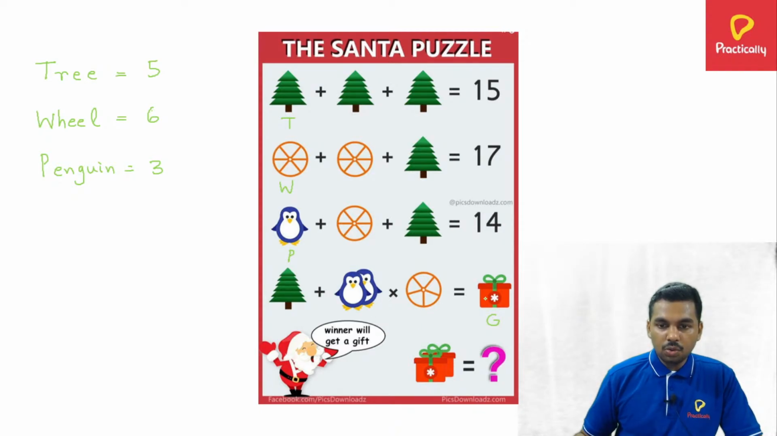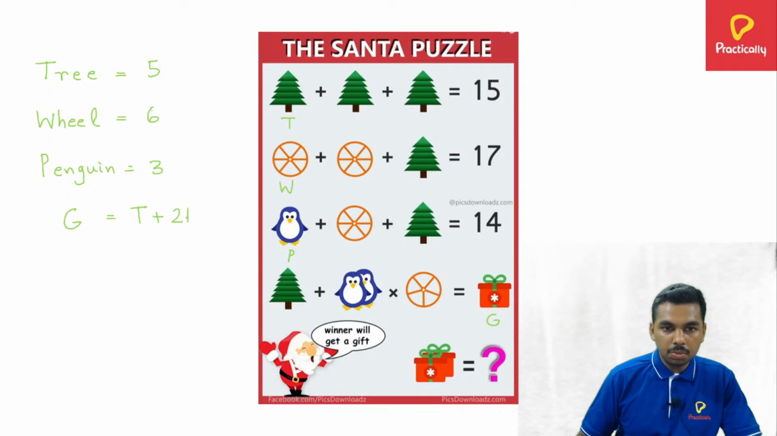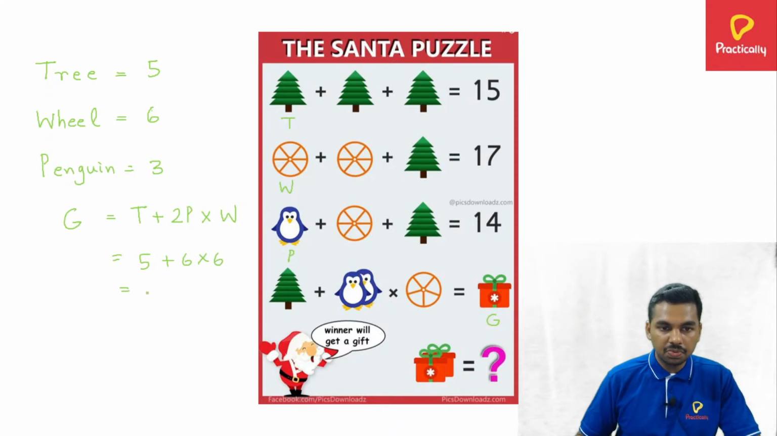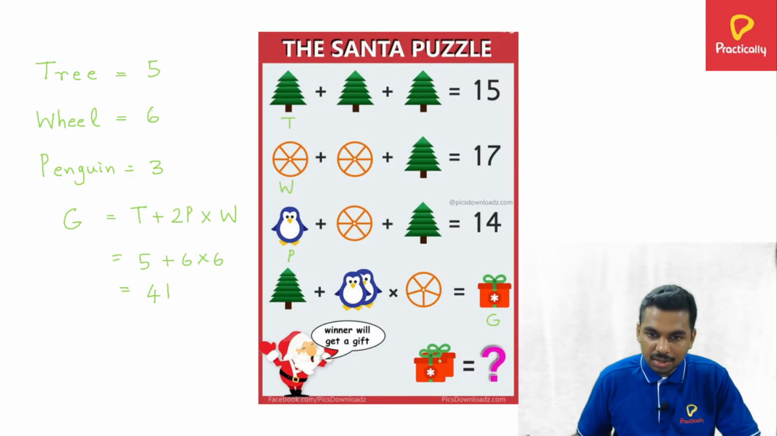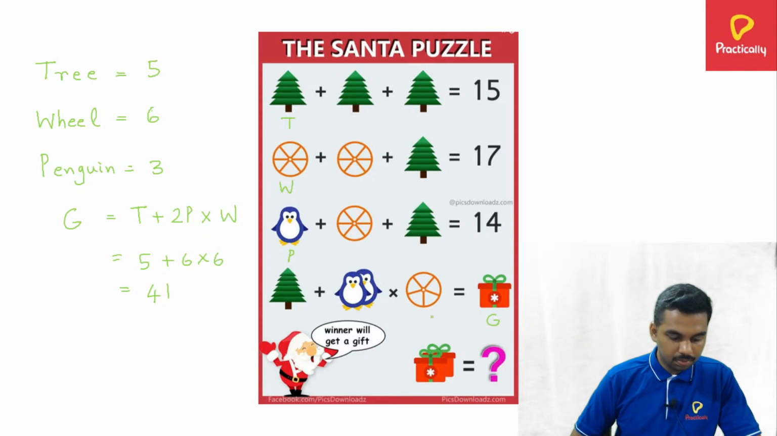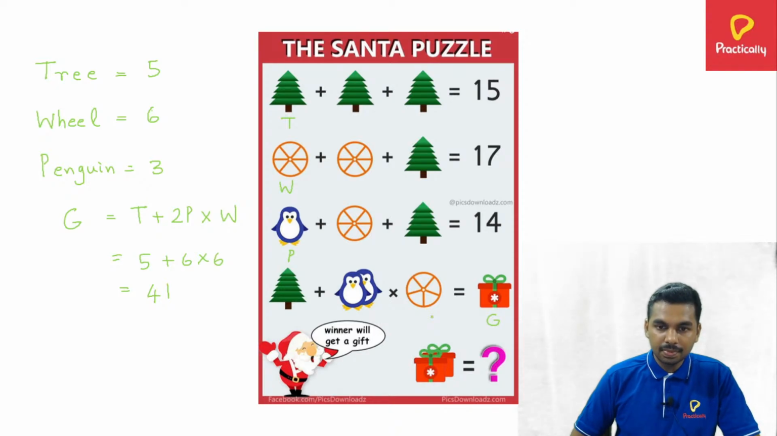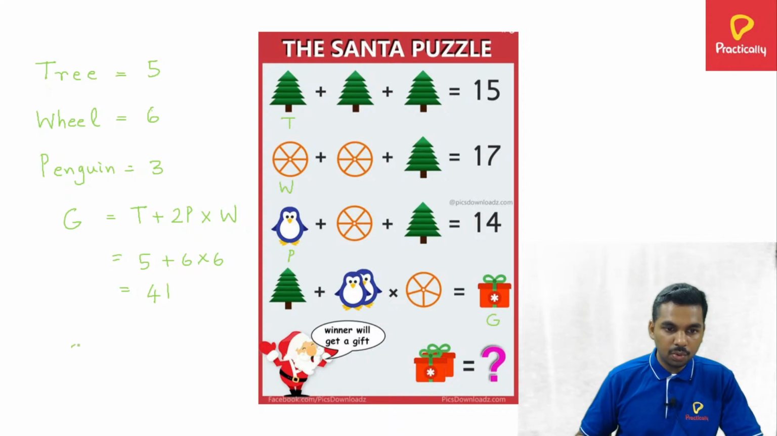Now, if that is the case, what is the value of G? So G equal to tree plus 2 times penguin multiplied by wheel. So I know tree equal to 5. 2 times penguin is 6 and the wheel is 6. So this is 36 plus 5 or 41. So the gift is of value 41, but what is asked here is different, right? Okay, somebody is saying a different answer. Let's wait if there are any different answers. All right, so according to this diagram, we should find what is 2G. 2G equal to 2 times 41, or the answer is going to be 82.